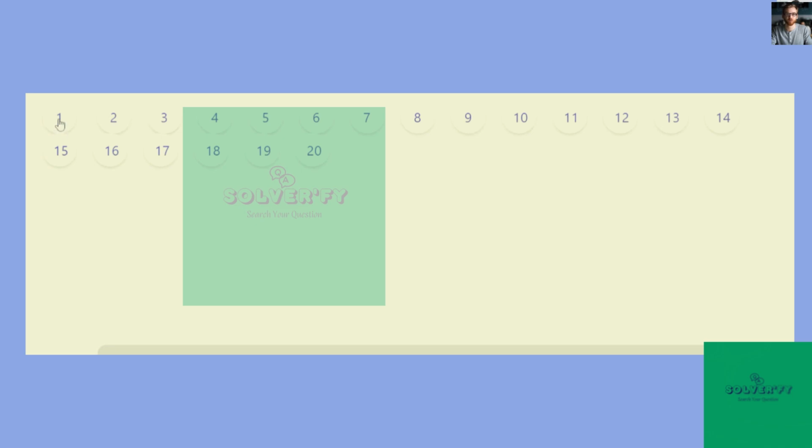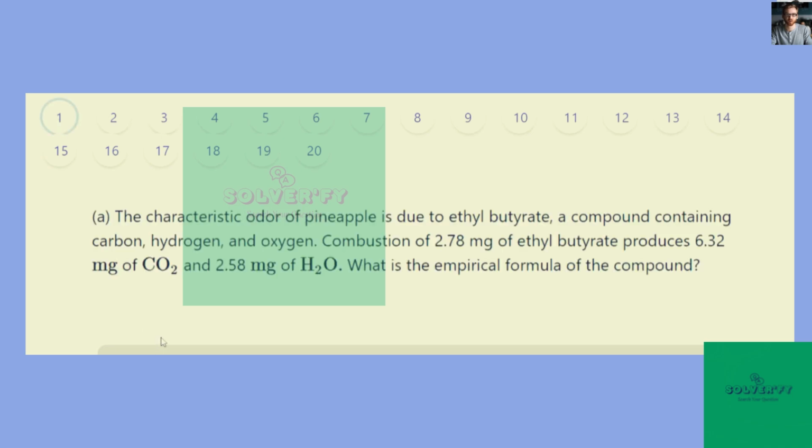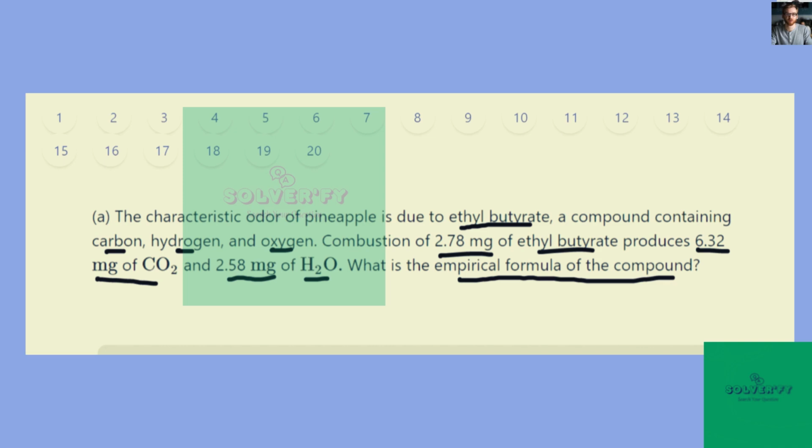So in this problem, we are given two parts here. In the first part, we are given this compound ethyl butyrate, which contains carbon, hydrogen, and oxygen. And we are told that the combustion of 2.7 milligram of this ethyl butyrate produces 6.32 milligram of carbon dioxide and 2.58 milligram of water. We have to find out the empirical formula of the compound.